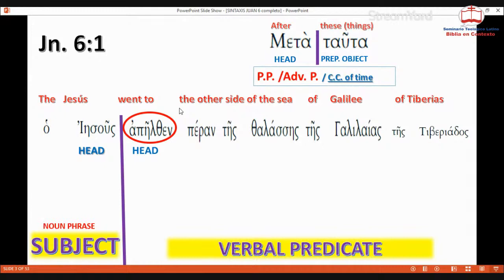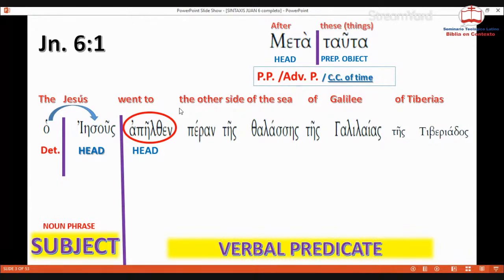Remember step number one, find the verb. Then step number two, split the sentence into two parts, subject and predicate. Step number three, find the head of each part. Then we will analyze each part separately. So for now, forget about the verbal predicate and let's analyze the subject that is also a noun phrase. We'll see here that the noun phrase is divided into two words. O Iisus. So O is a definite article. It is modifying the head, functioning as an adjective also. So it's identifying a person that is Jesus.